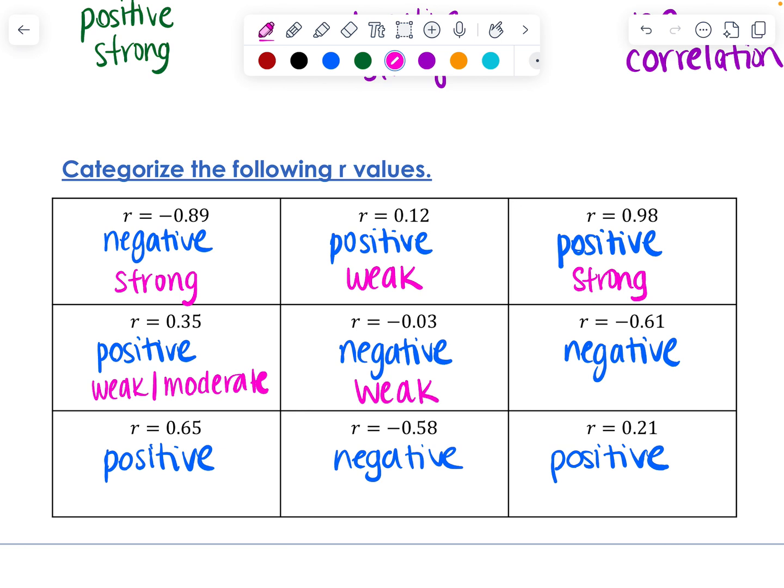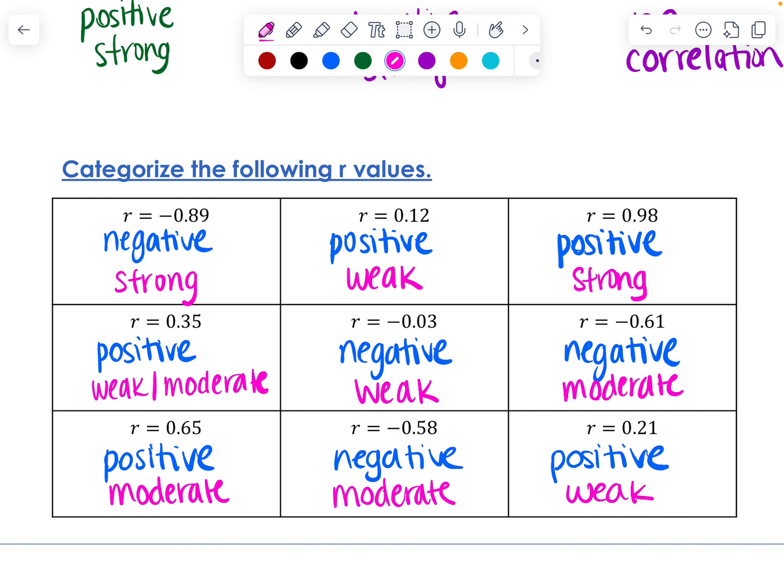The next example is 0.61. That's going to be a moderate correlation because that's right around that halfway mark. Same thing with this 0.65, that's also showing a moderate relationship because it's hovering around that halfway. And you guessed it, we have one more that's moderate. Leaving us with 0.21, that is going to be a weak correlation because those numbers are closer to 0.